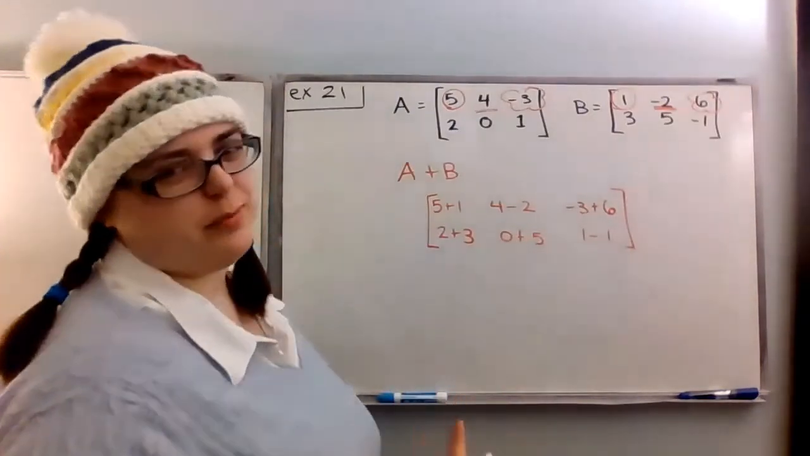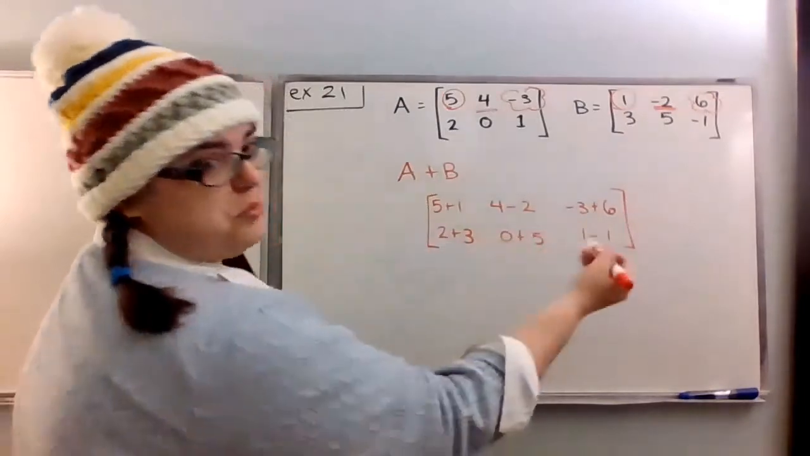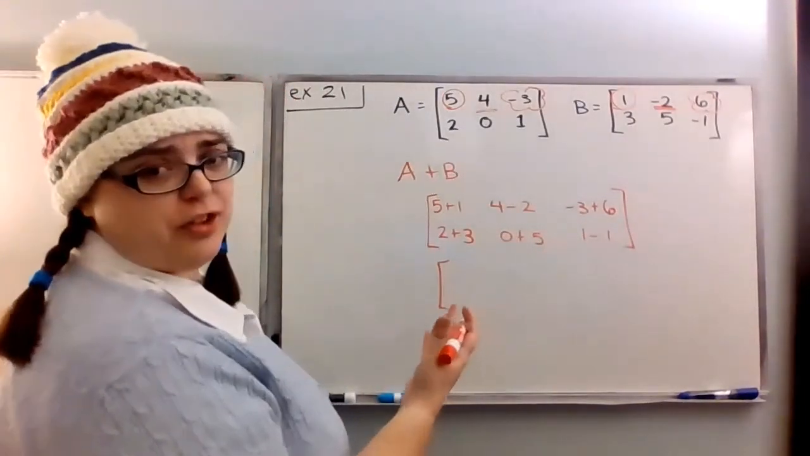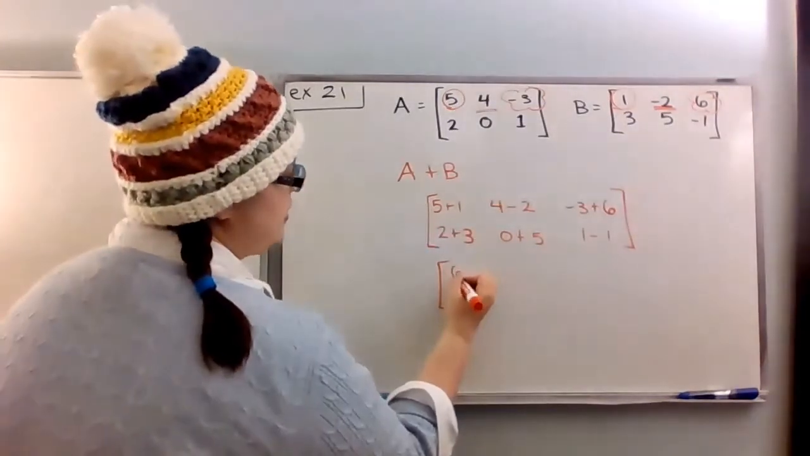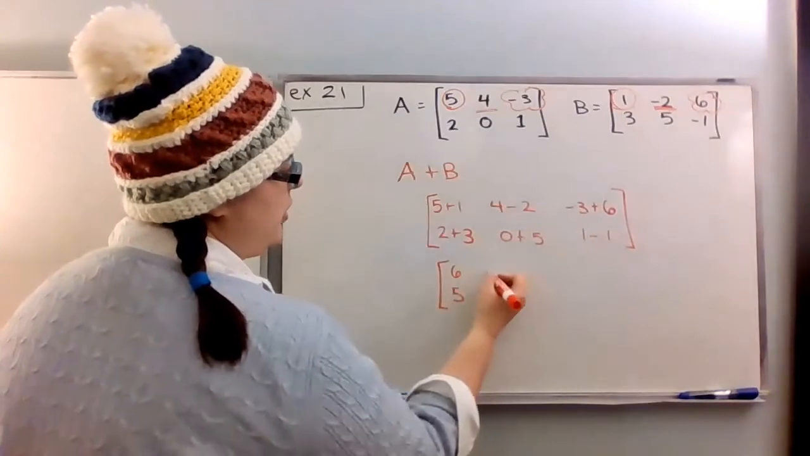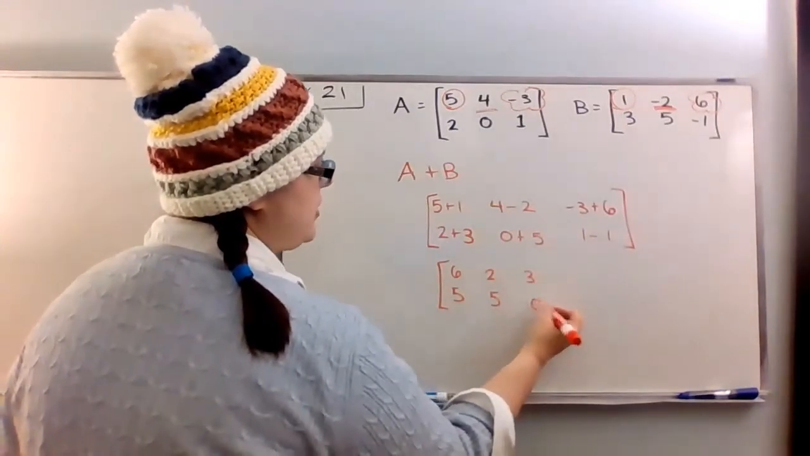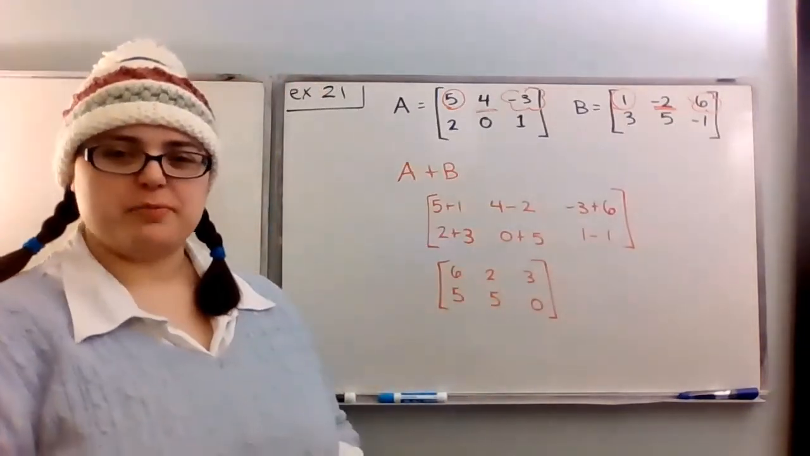Usually this is going to be pretty easy to do mentally, so typically we won't need to write that step. But it's helpful to have in your notes so you know where the solution came from, right? So we're going to get 6 and then a 5, a 2 and then a 5, a 3, and then a 0. There we go. That's going to be our A plus B.